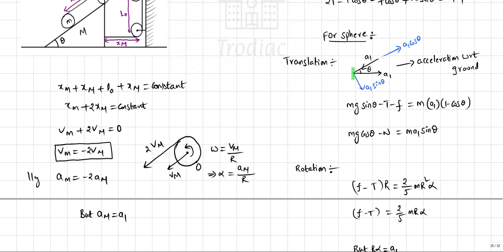So the forces acting along the wedge are mg sin theta. If we resolve mg into two components, mg sin theta and mg cos theta. So mg sin theta minus T minus f.